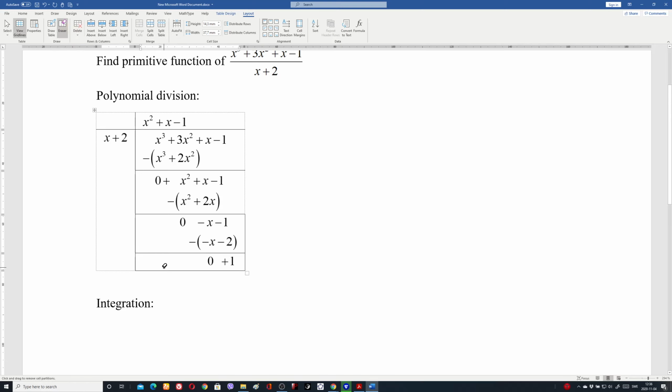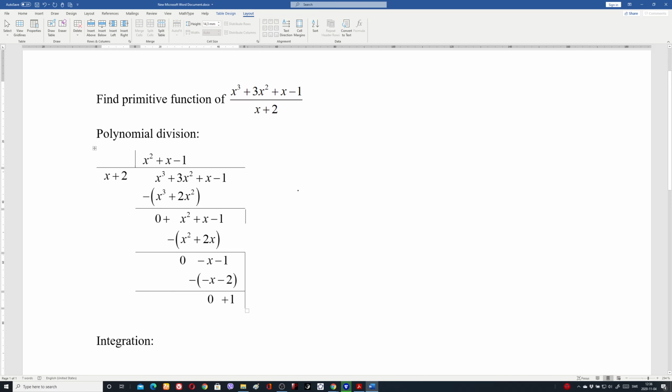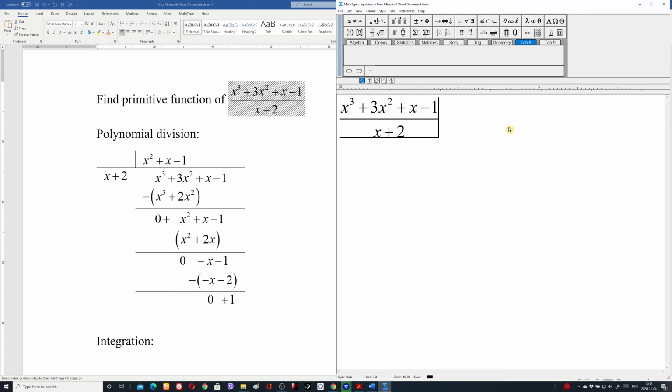Okay, one more time. This here. And now it looks pretty good. Okay, so what does this mean? This means that for this equation, this polynomial, I have done a polynomial division, and this gives us this equation here. I will write here.